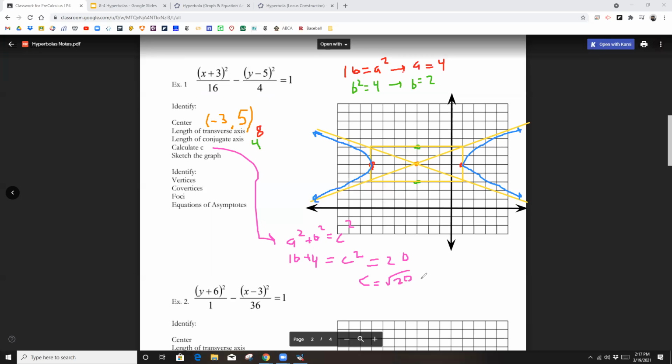Then take the square root and you get root 20, which you could simplify, and you should. It's always good to simplify these to 2 root 5, because the square root of 4 is 2 and the square root of 5 is root 5, and 4 times 5 is 20. So root 4 times root 5 would be root 20. So the foci are going to be like here and here. And specifically, to find those points, you just take the center, so -3, 5, and add the c unit to the center if you're going to the right, or subtract it if you're going to the left.